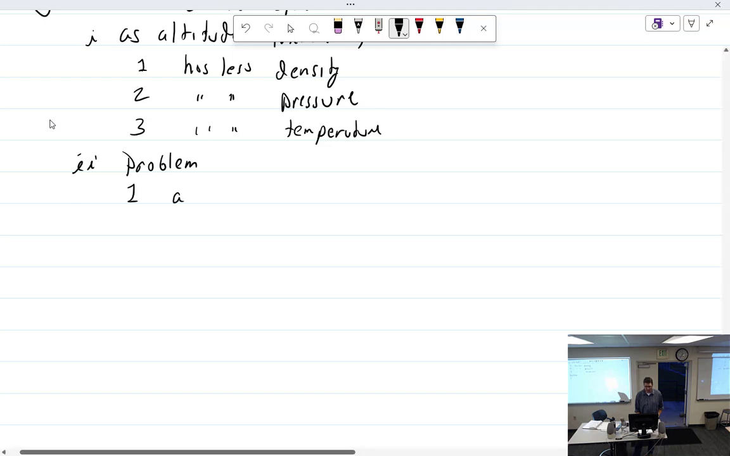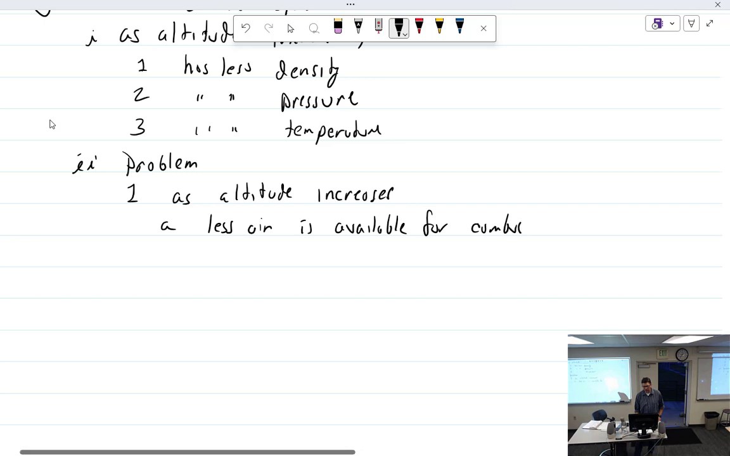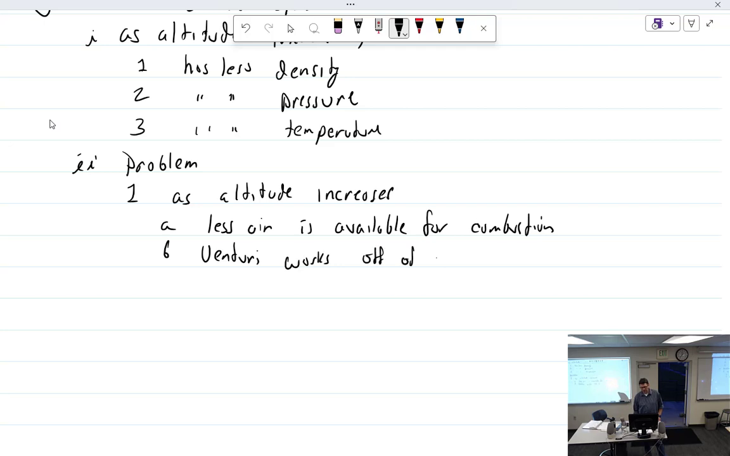The problem as altitude increases is that less air is available for combustion. The Venturi works off of velocity and does not compensate for density.